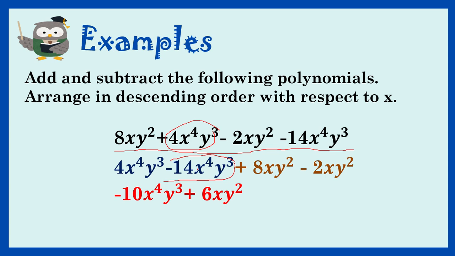And paano nakuha ang positive 6? So, you have 8 minus 2, that is 6, and then copy the variables and the exponent. Ganun lang. And that is your final answer. Ito yung final answer. So, negative 10x raised to 4 y cube plus 6xy squared.